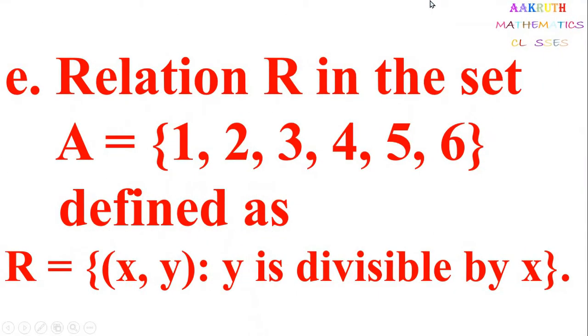Next question. A relation R in the set A, which is {1, 2, 3, 4, 5, 6}, defined as the set of all (x, y) such that y is divisible by x. Here we have ordered pairs (x, y) such that y should be divisible by x. So the second number should be divisible by the first number.